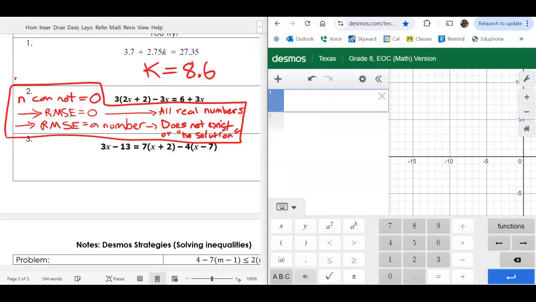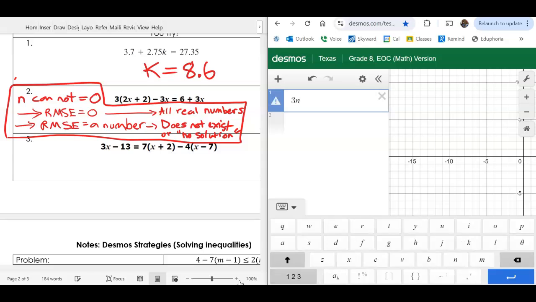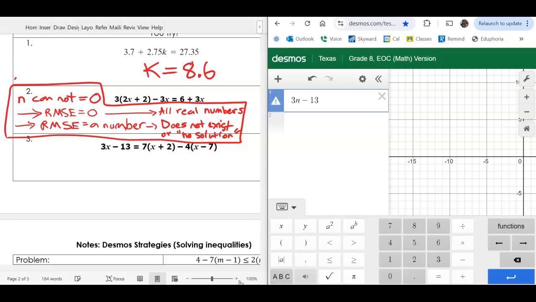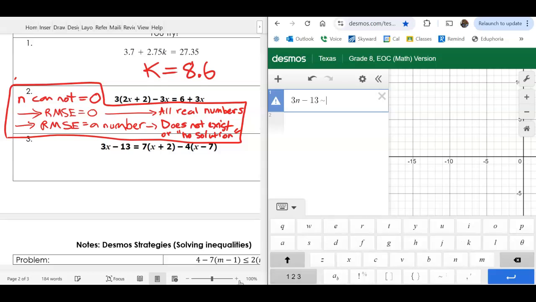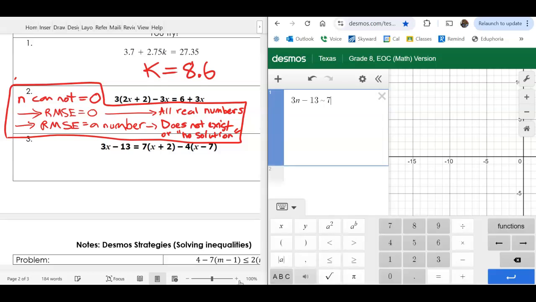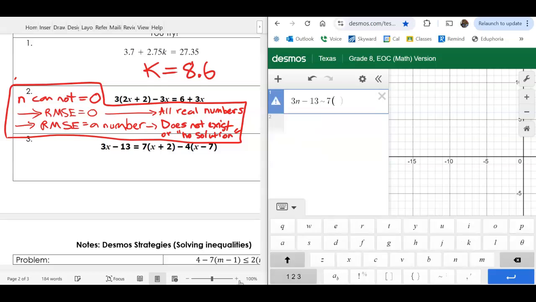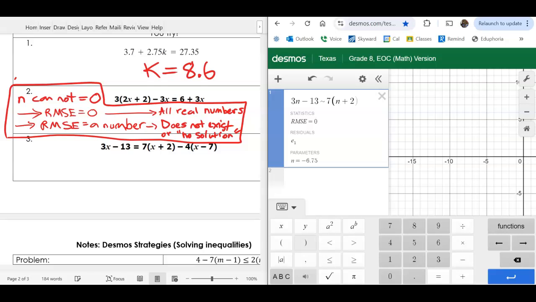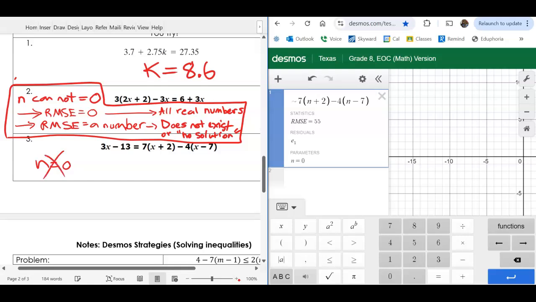So 3n minus 13. And then we're going to squiggle 7 parentheses n plus 2 minus 4 parentheses n minus 7. So I typed it in with n's and a squiggle, and I got n equals 0 again. Well, n can't equal 0.